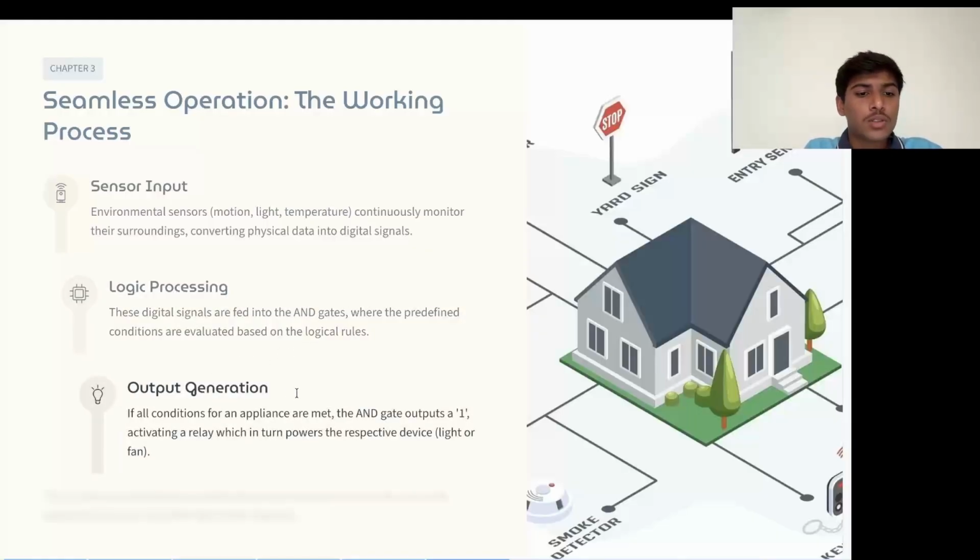Third is output generation. If all conditions for an appliance are met and the AND gate output gives a 1, it activates a relay, which in turn powers the respective device, light or fan. If all conditions for an appliance are met, the AND gate gives us 1.